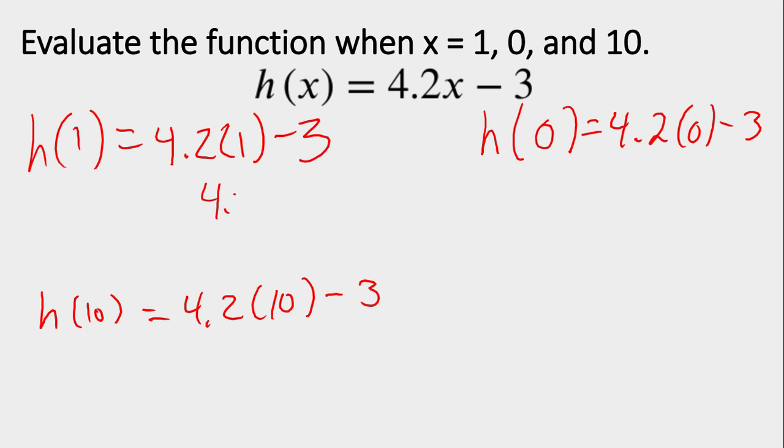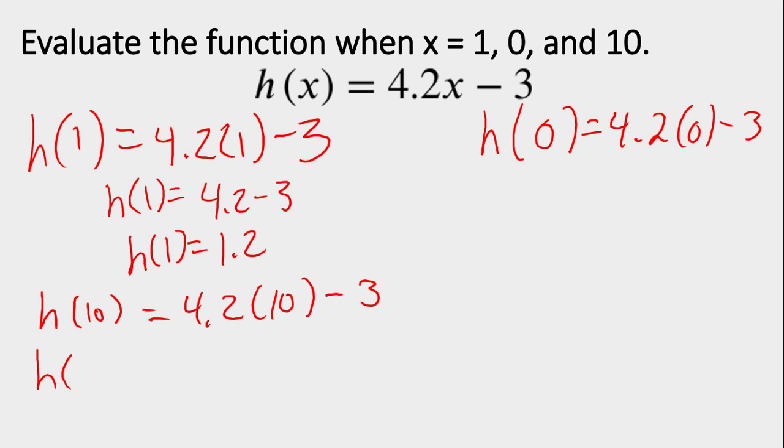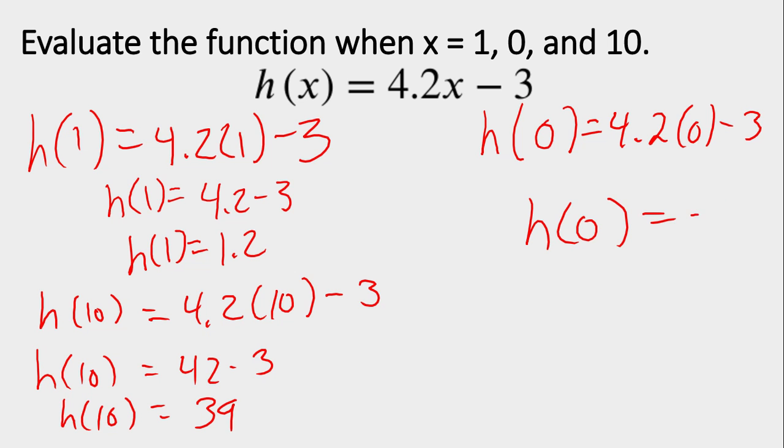So 4.2 minus 3 is 1.2. h of 10 equals 42 minus 3, so h of 10 equals 39. And h of 0 equals negative 3.